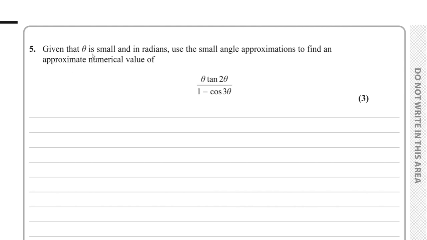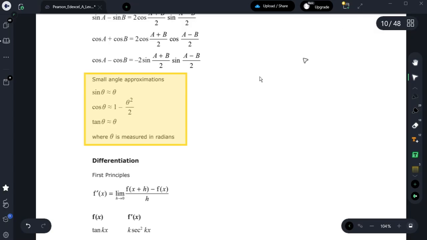Question number 5. Given that theta is small and in radians, use the small angle approximations to find an approximate numerical value of theta multiplied by tan 2 theta over 1 subtract cos 3 theta. Where we have small angle approximations, sin theta is approximately equal to theta, cos theta is approximately equal to 1 subtract theta squared over 2, tan theta is approximately equal to theta, where theta is measured in radians.